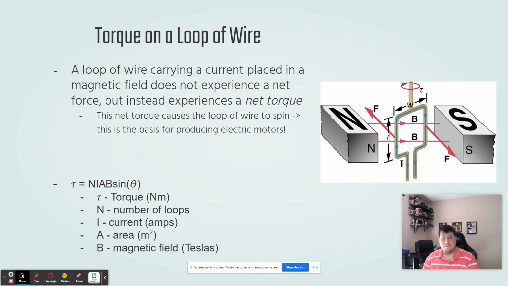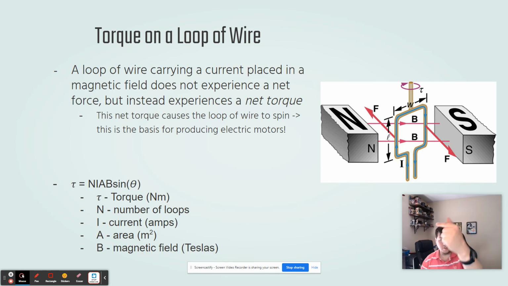So our first thing to talk about today is the torque on a loop of wire. This is a very specific situation, so you'll always be able to recognize when this is happening with magnetism. It's going to be the only torque that we talk about. The idea behind this is if you have a loop of wire that you've placed in a magnetic field, it actually won't experience a net force.